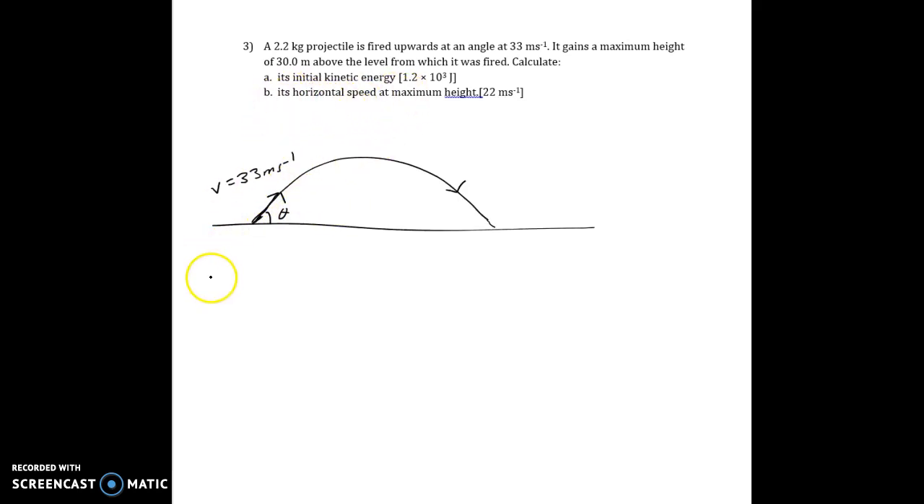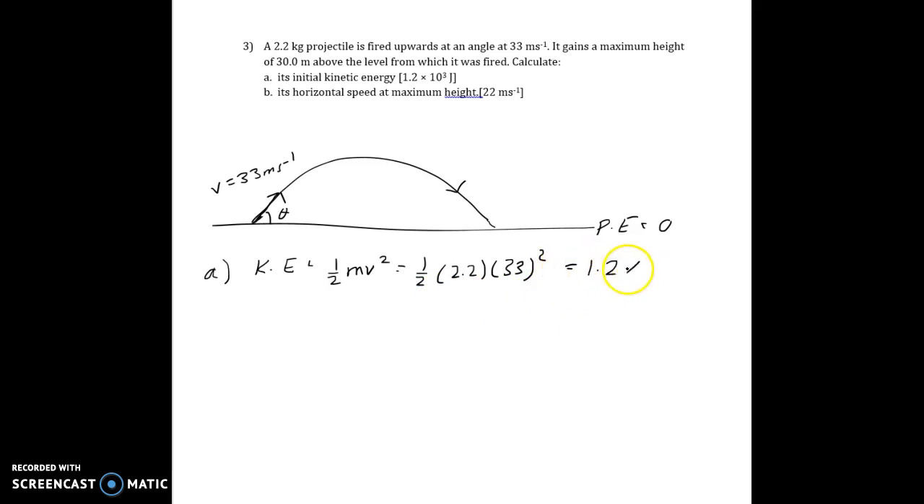Number one, if you want to calculate the initial kinetic energy, one thing that you can consider is that you can always put the ground here to have zero potential energy. If that's the case, it is pretty simple to find the kinetic energy. Kinetic energy is always half mv squared. Mass 2.2 and the speed 33 squared. So the answer here would be, up to 2 significant figures, 1.2 times 10 to the power of 3 joules. So this is pretty simple.